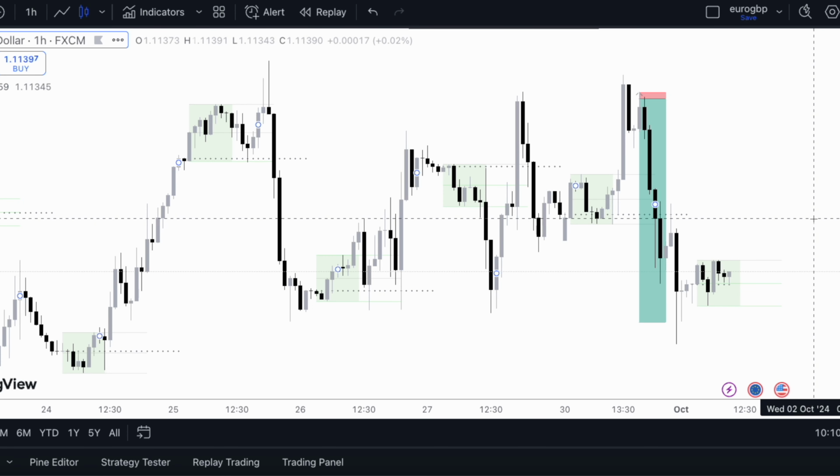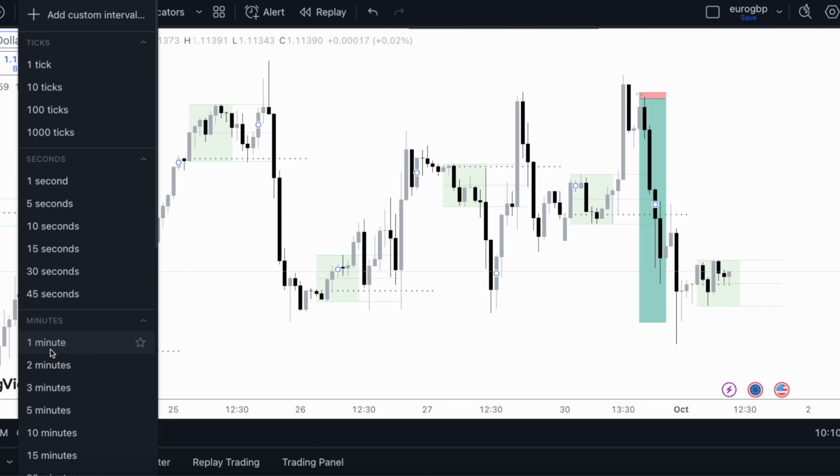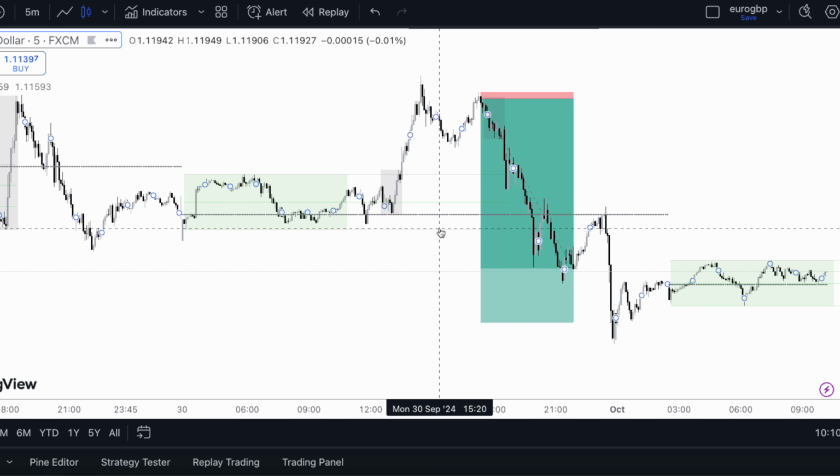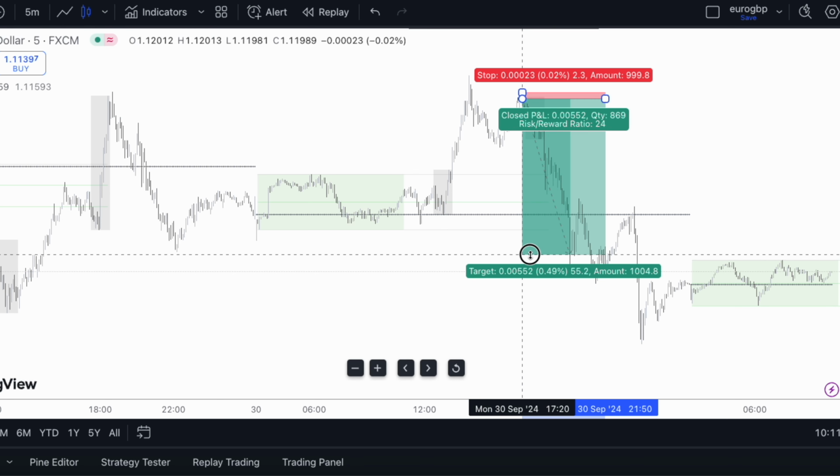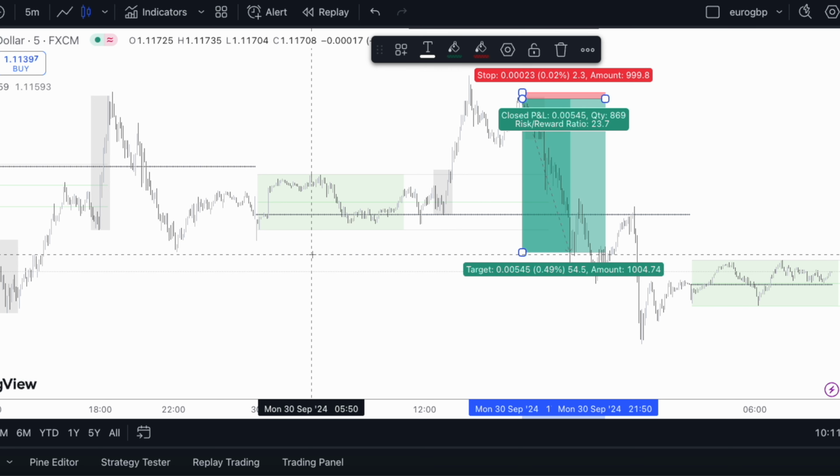So welcome back to another episode. Today I am going to share a trade that I took on EUR/USD on the 30th of September. This was a trade for approximately 23 hours. So let's start breaking down this trade.